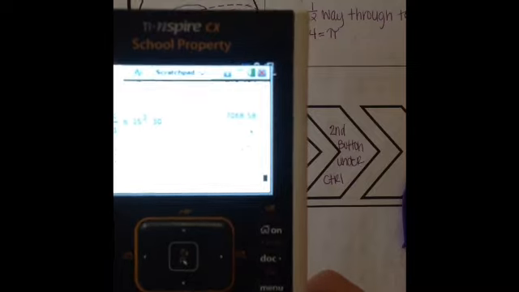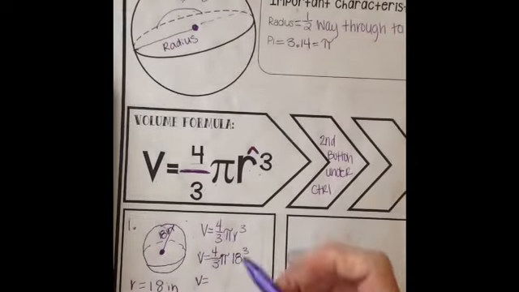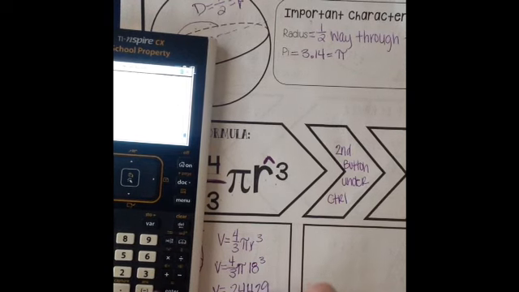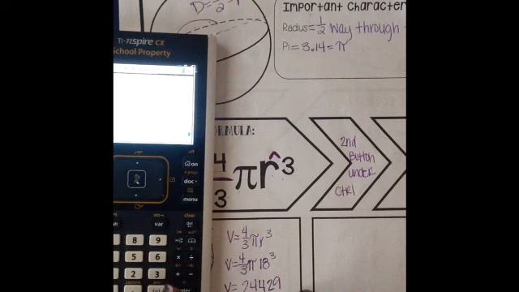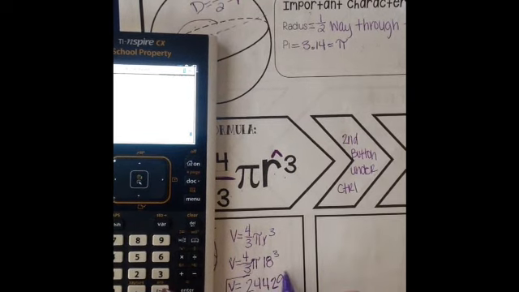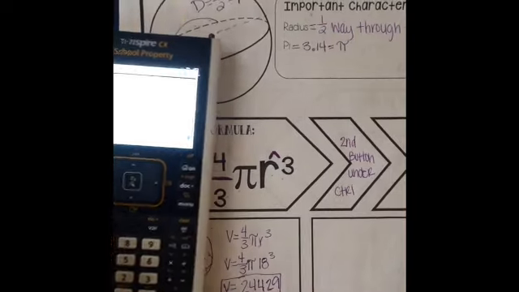Looking through this camera is not working very well. So the answer to this one is going to be 24429. And there is nothing after this, so there's no decimals to round or any hundreds place or anything like that. So this would be our final answer for the volume of this one.